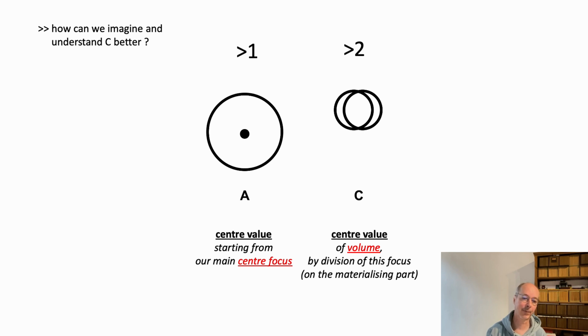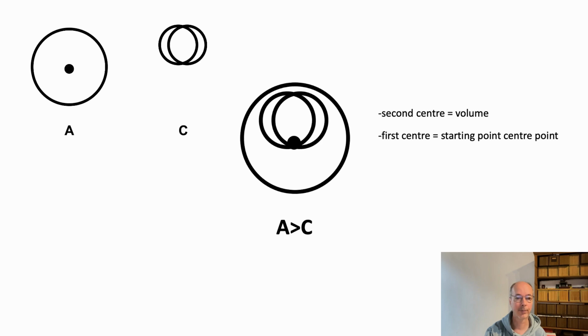The next level, so there are different levels, is the number 2. So it goes to the number 2. It is also again a center value, this time not from the center itself, but from the volume. So that's the next level, it is also about the volume. So it's a center volume, the center value of the volume, and there's a division on our first focus. Now our division is focusing upon the materializing volume part, and it is extending towards number 2.